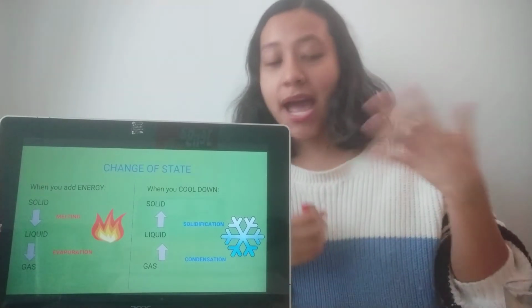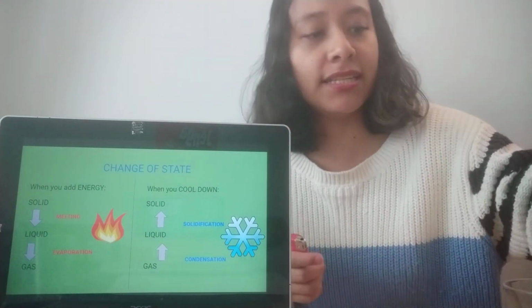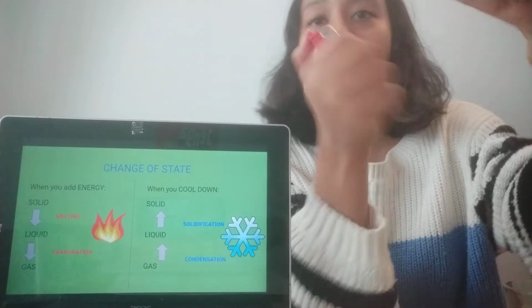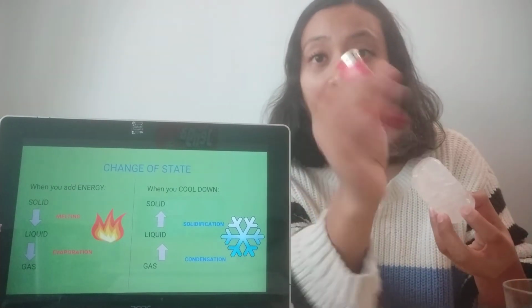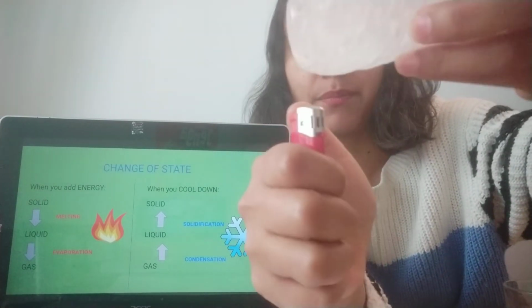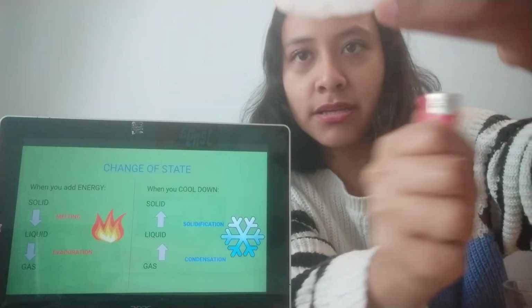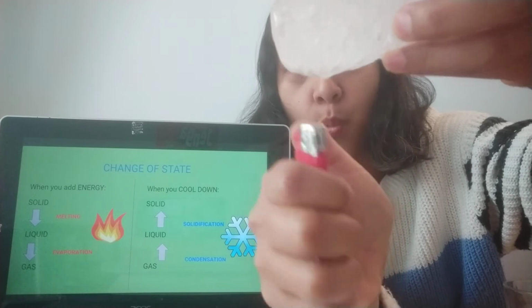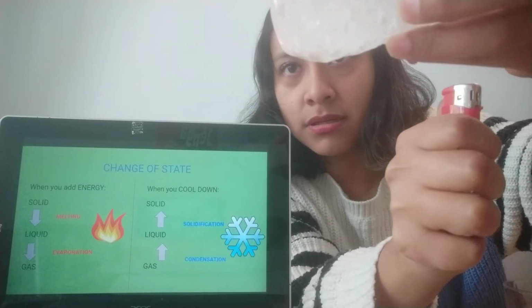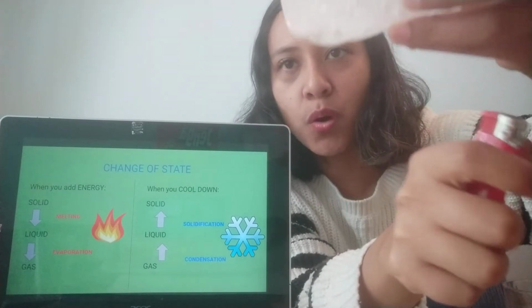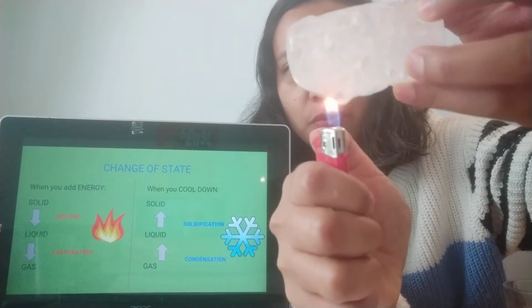Okay, so now, if we have a solid, okay, we have ice, and then you add energy. In this case, I'm using the lighter. If you add fire to it, look what happens. The solid starts becoming water. See? Now it came from ice, it became water again. If you have more energy.